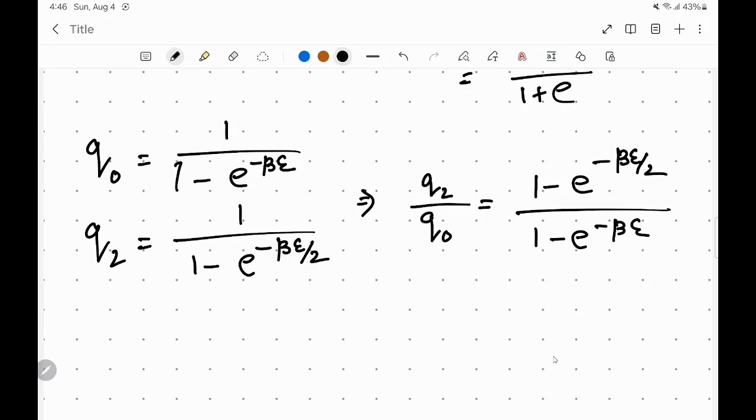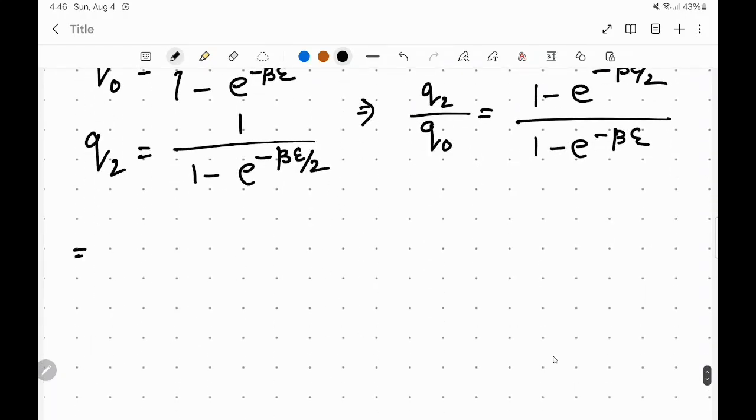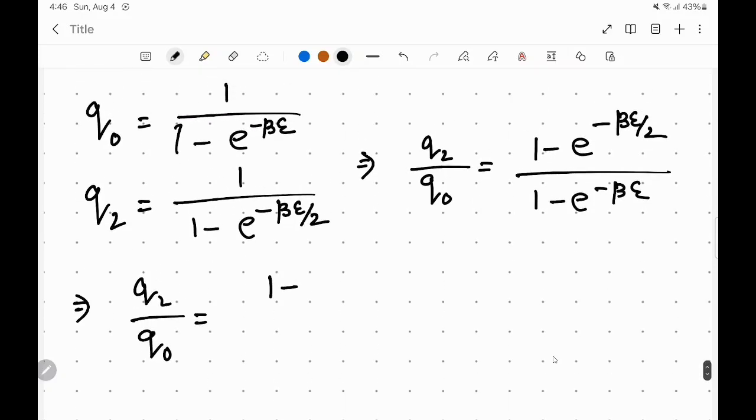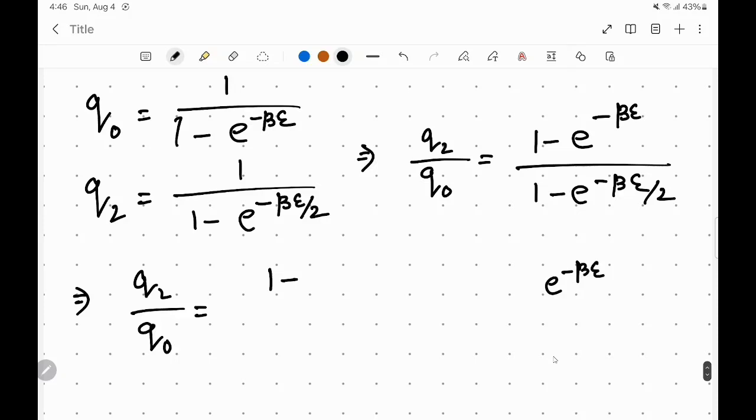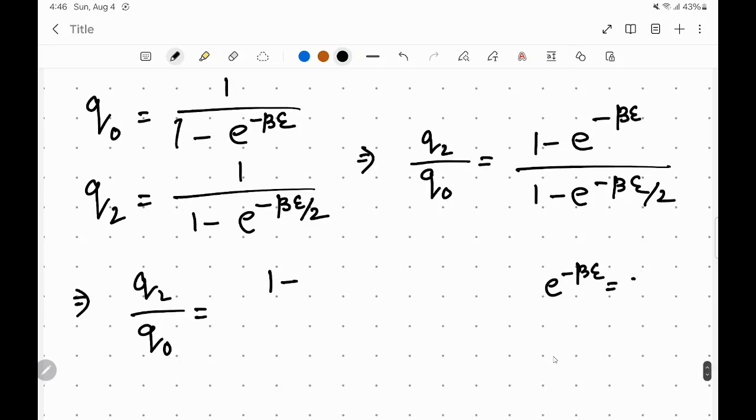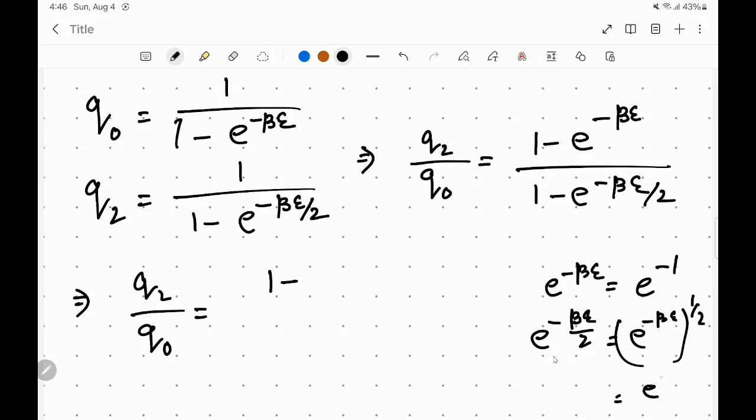Again, you can consider the value from the above problem. So Q2 by Q0 will be 1 minus, okay, so Q2 root e. Probably this will be right. Yes, this is e to the power minus 1, or 1 by e. So it is e to the power minus half. Yes, exactly, it is e to the power minus half.